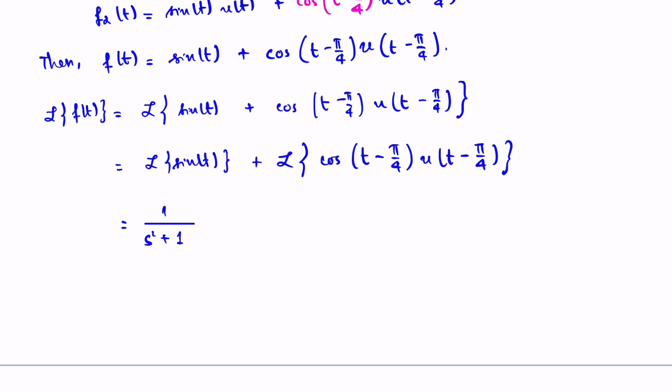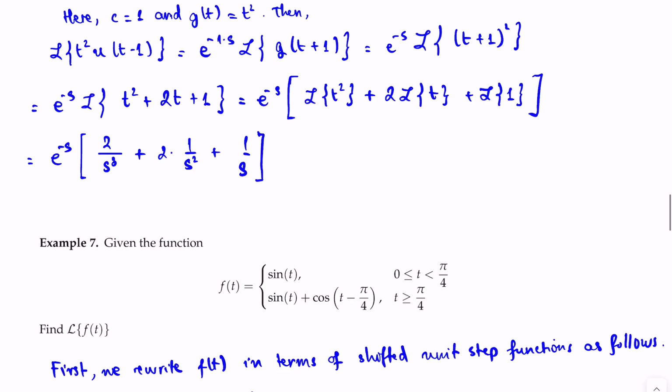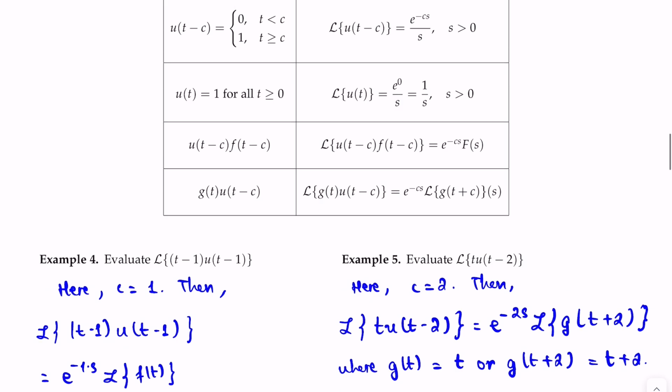Now for Laplace transform of cosine of t minus pi over 4 times u of t minus pi over 4. So the shift here is pi over 4. So c is equal to pi over 4. A quick note here, c is equal to pi over 4. That is the shift. Then you go back to this formula or go to the Laplace transform table. Either way should work. So these are the functions that you're looking at right here. Right? So you have cosine of t minus pi over 4 times u of t minus pi over 4.